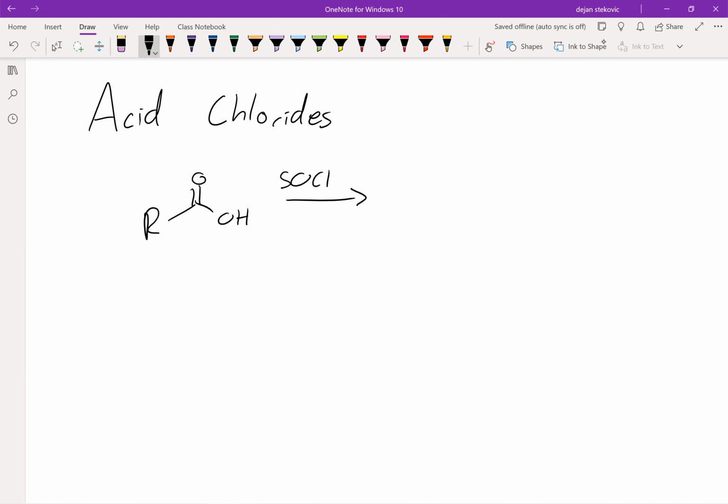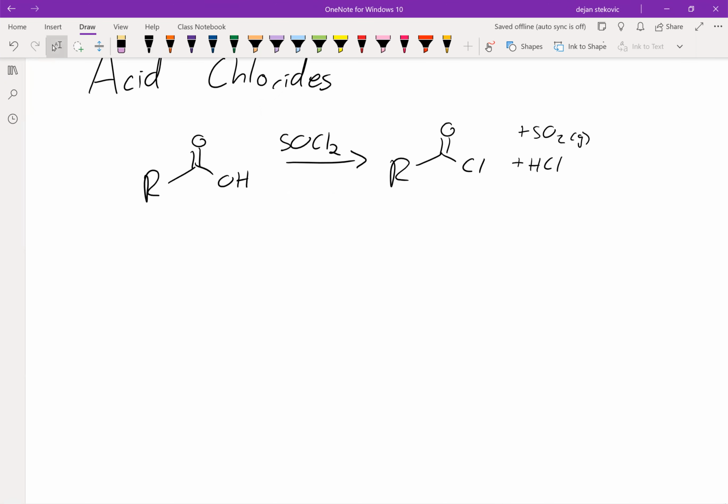So we can just add our good old pal SOCl2, and we'll take a carboxylic acid into an acid chloride, and then you'll form side products of SO2, which is a gas. So that's the driving force of that. And then some HCl as well. Overall, here's the mechanism, right? Very similar to one of the ones that we've already learned with the amine.